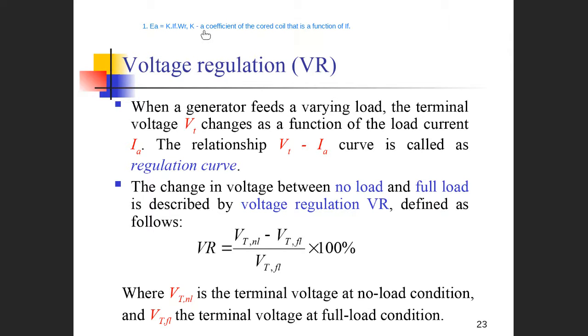So here the coefficient of the core coils is a function of the current I itself. So this is a very brief description of the generation of the internal voltage, and the relationship between them can be obtained by the open circuit test.